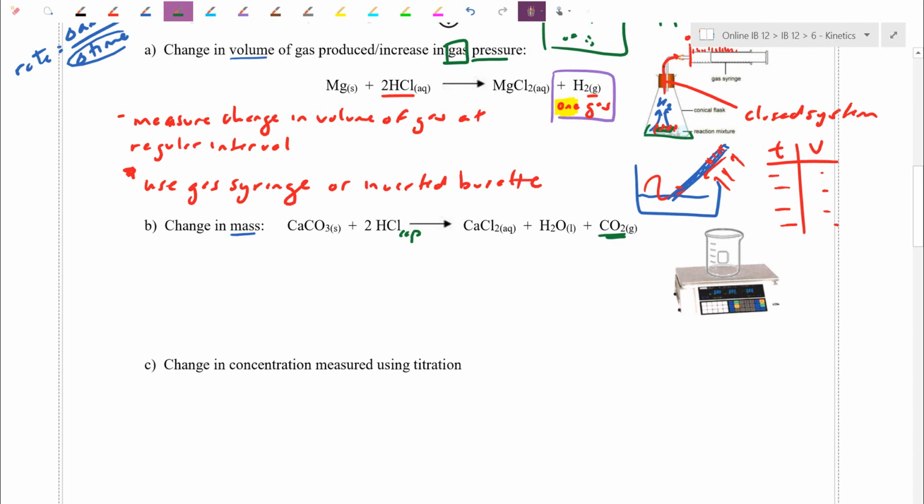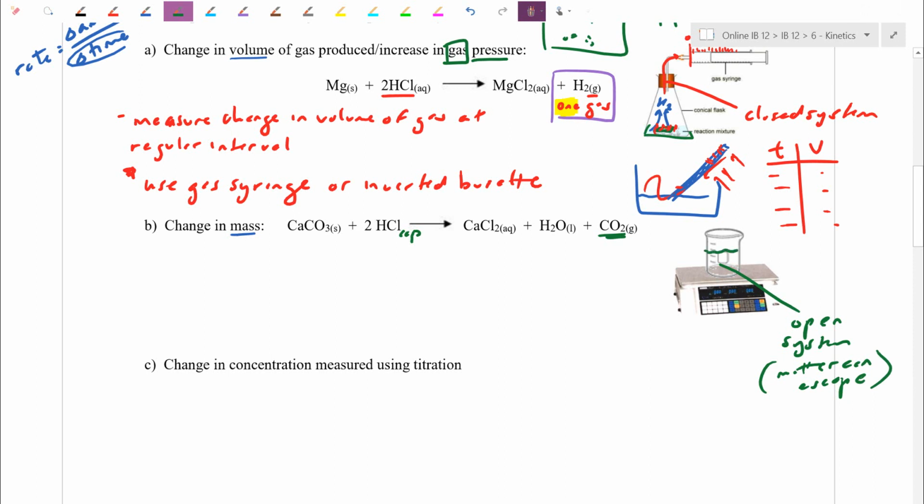In this case, unlike a closed system, which is completely sealed so the gases can't escape, we now have an open system. An open system is one in which matter can escape. So what we're going to do here is sample the mass of the entire system. This is a fancy electronic scale. We have our hydrochloric acid. I drop in our little pellets of calcium carbonate.